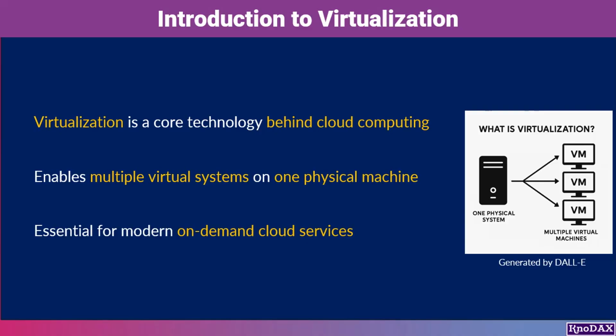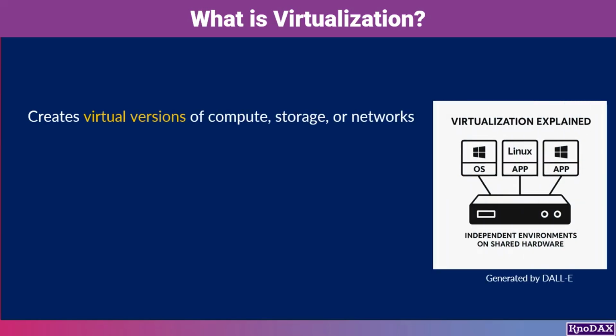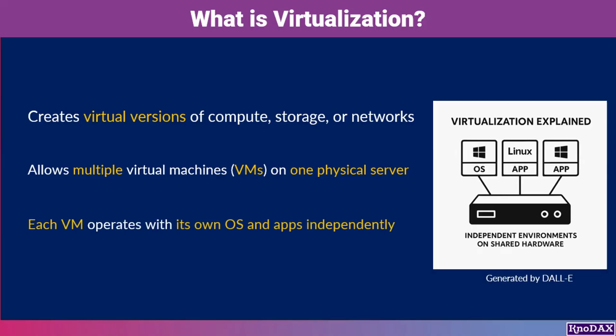So, what exactly is virtualization, and why is it so important? Virtualization is the process of creating a virtual version of something, like a virtual computer system or virtual storage, using software. In cloud computing, the most common type of virtualization involves splitting one physical server into multiple virtual machines, also known as VMs. Each of these VMs behaves like a separate physical computer. They have their own operating systems, their own applications, and can run independently of one another, even though they're all running on the same physical hardware.